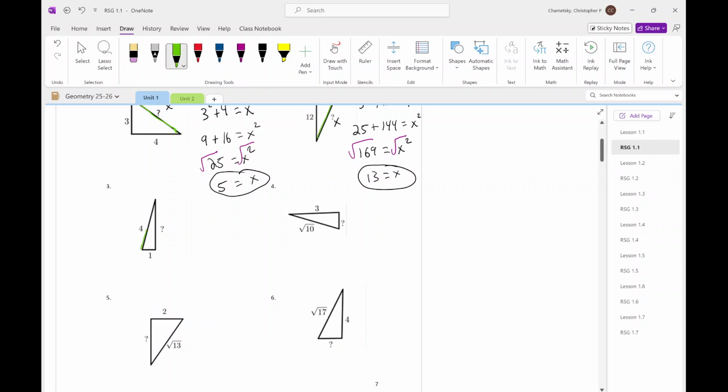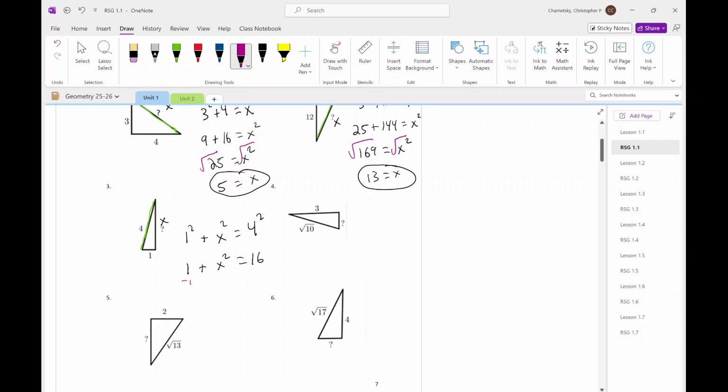Okay, for this one, this time the hypotenuse is 4, so that is going to be C. And 1 and x are going to be our legs, and 4 is going to be our hypotenuse. So 1 squared is 1, plus x squared equals 16.